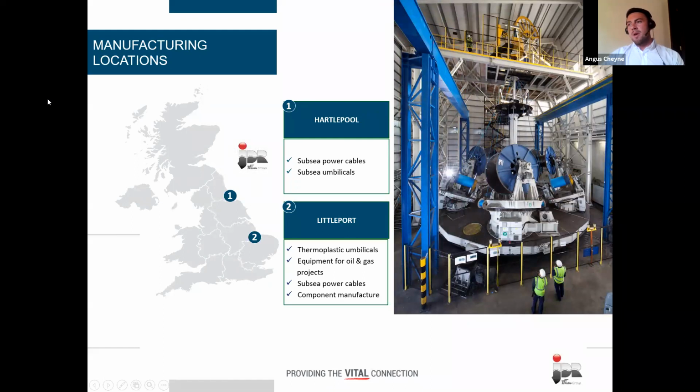In terms of our manufacturing locations, for this particular slide, I am focusing on our umbilical manufacturing locations. We do have other facilities within our group and in different regions. But in terms of our umbilical manufacturing, this is located in Hartlepool, where we've got our large quayside facility, which is particularly suited to long length umbilicals and cables. And on the right here, you'll see one of our layup machines at Hartlepool. This is called our vertical layup machine.